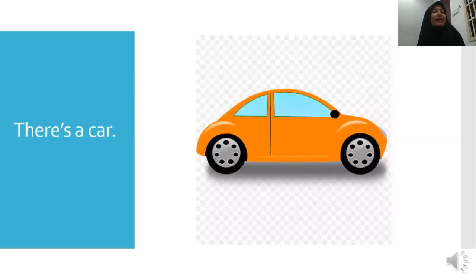Moving on to the second example, there's a car. Students, as you can see on the slide right now, you only have one car and it is an orange car, right? So, like I said before, use there's because you have a singular noun right now. You only have one car in front of you, the orange car. So, use there's. There's a car. Simple, right?